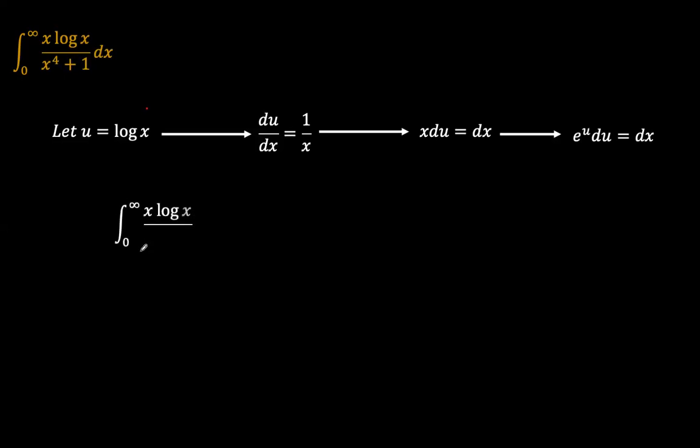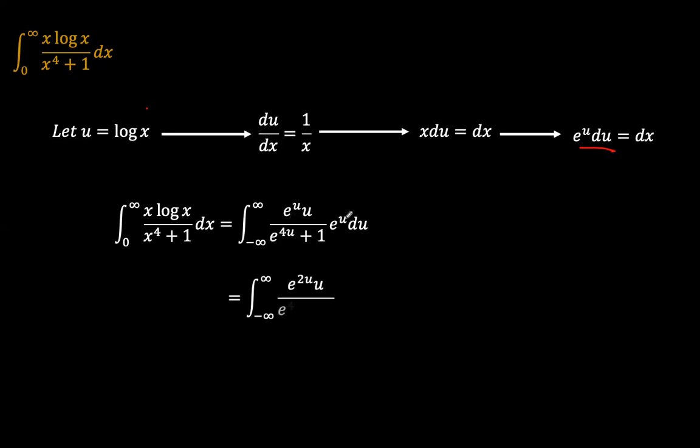So the integration from x equals 0 to x tending to infinity of x log x over x to the power 4 plus 1 is the same as, in place of x, e to the power u; in place of log x, u; in place of x to the power 4, e to the power u to the power 4, which is e to the power 4u, plus 1. And in place of dx, we have this e to the power u du. We can consolidate this to e to the power 2u times u over e to the power 4u plus 1.